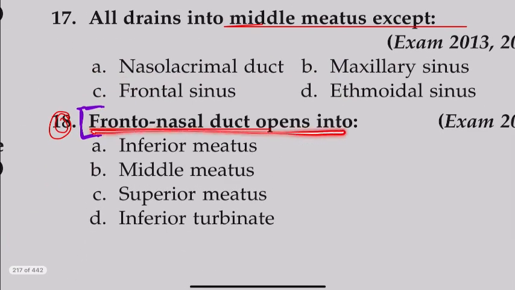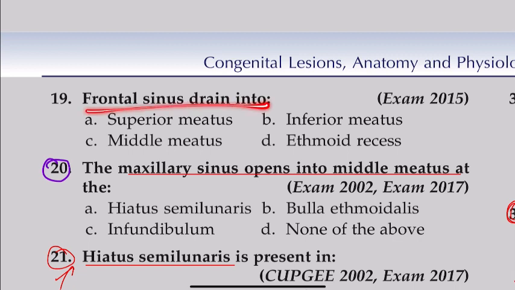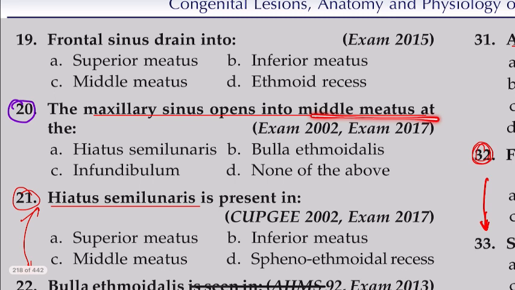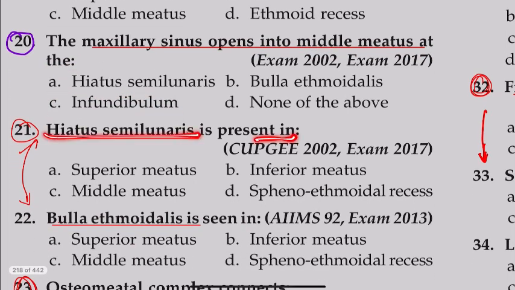The frontonasal duct opens into the middle meatus. The frontal sinus drains into the middle meatus, as we already talked about. The maxillary sinus opens into the middle meatus at the infundibulum. Where is the hiatus semilunaris present? It is present in the middle meatus.